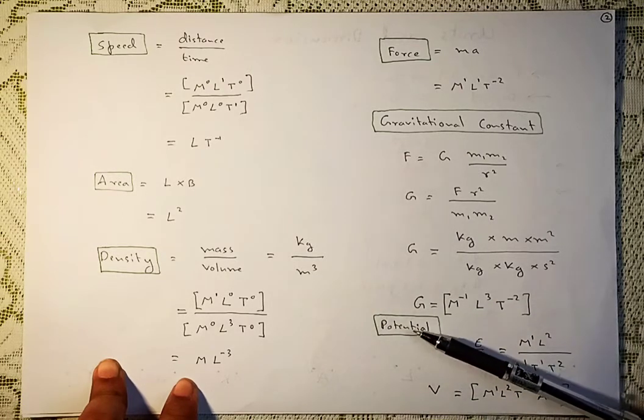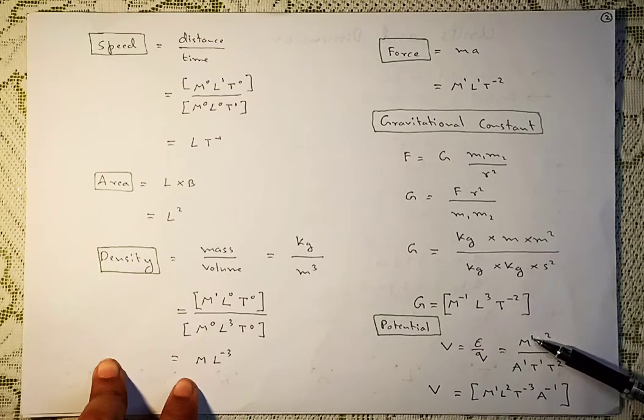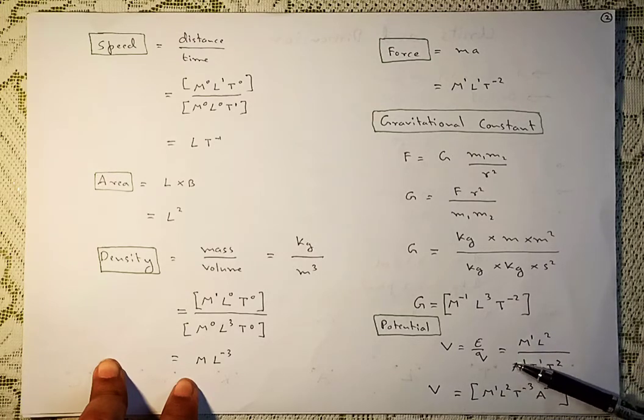And then lastly, we have potential, which is given as V is equal to E by Q, which can be written as M1 L square over A1, this is for current, T to the power 1, and then T to the power square. When we do all the calculation, the dimensional formula for potential can be written as M1 L square T to the power minus 3 A to the power minus 1.